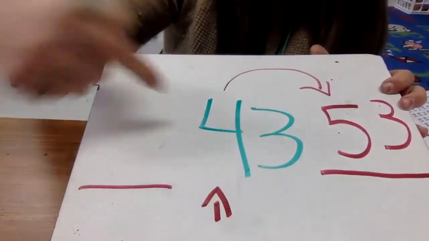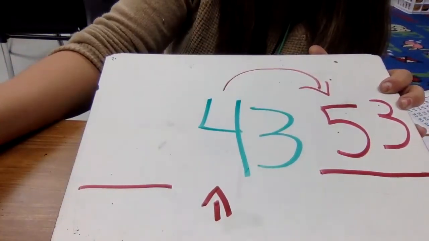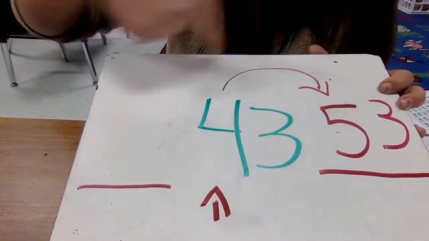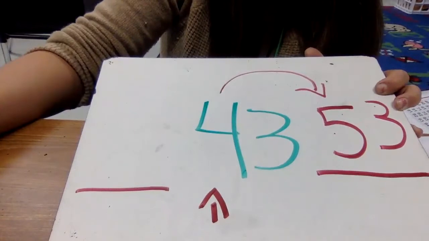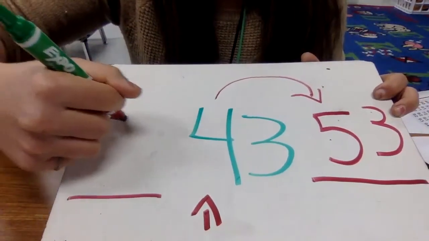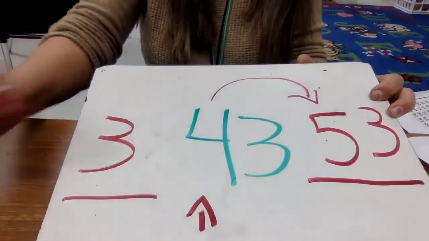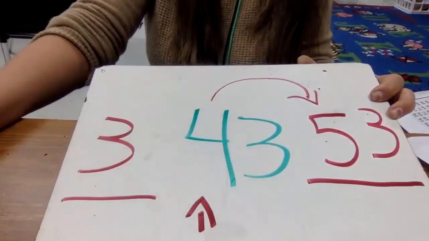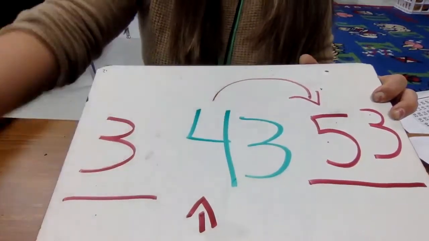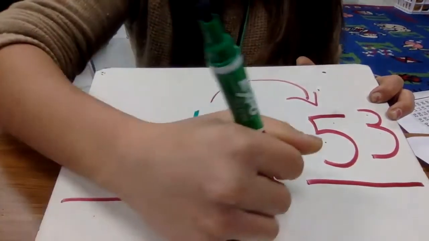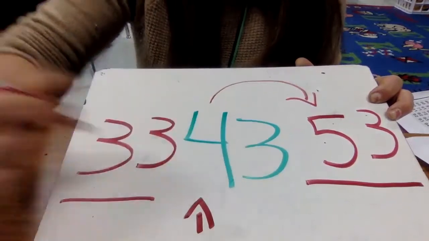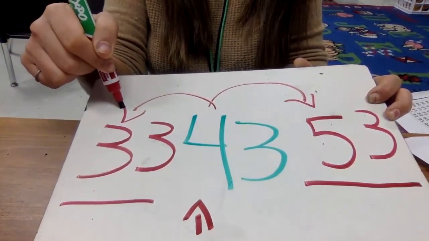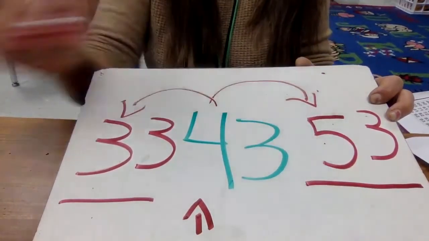What about 10 less? What will I do with my 10 spot over here? It's a 4 and I made it into a 5. What should I make it here? A 3. Very good. Because 3 is 1 less than 4. But we're looking at the 10 spot because I asked for 10 less. And then we don't mess with that one. 33 is 10 less than 43. 53 is 10 more than 43.